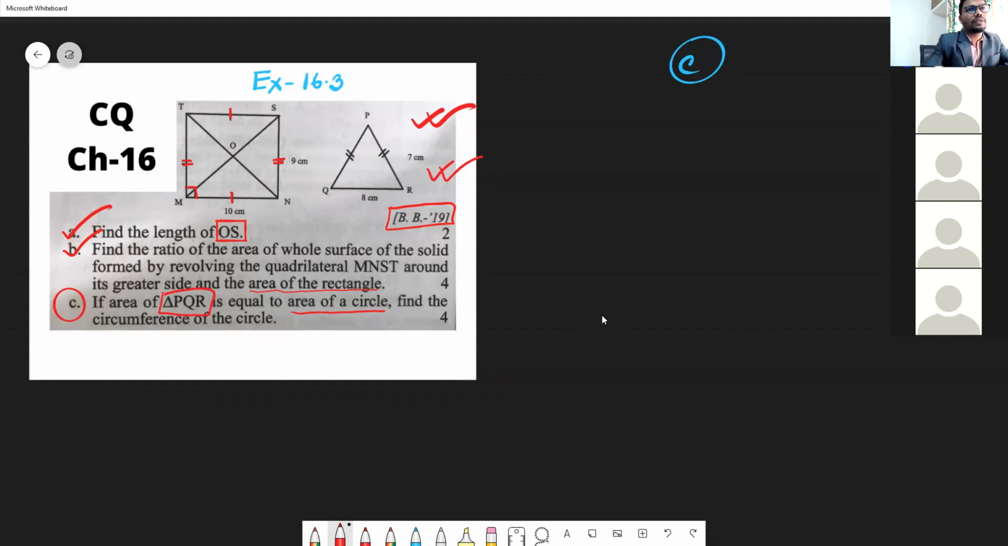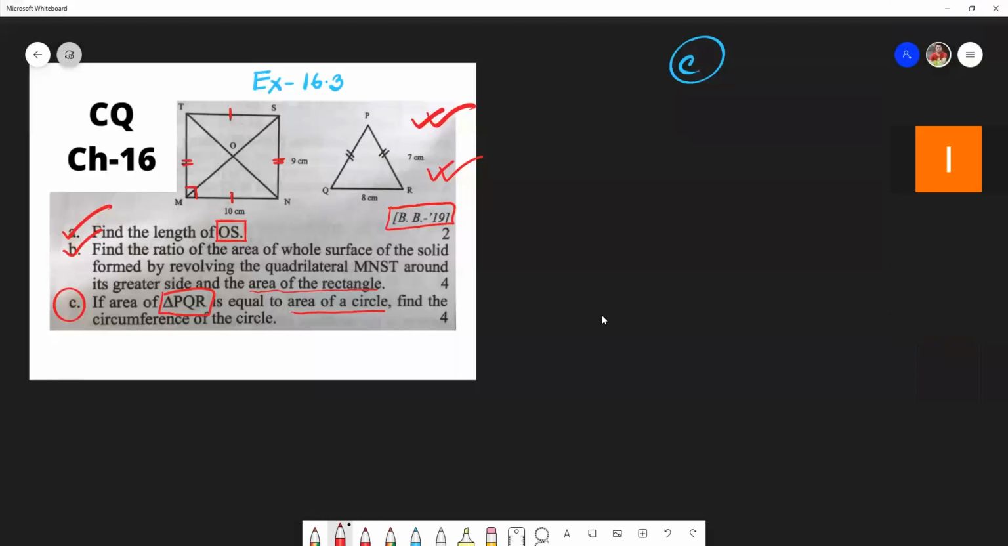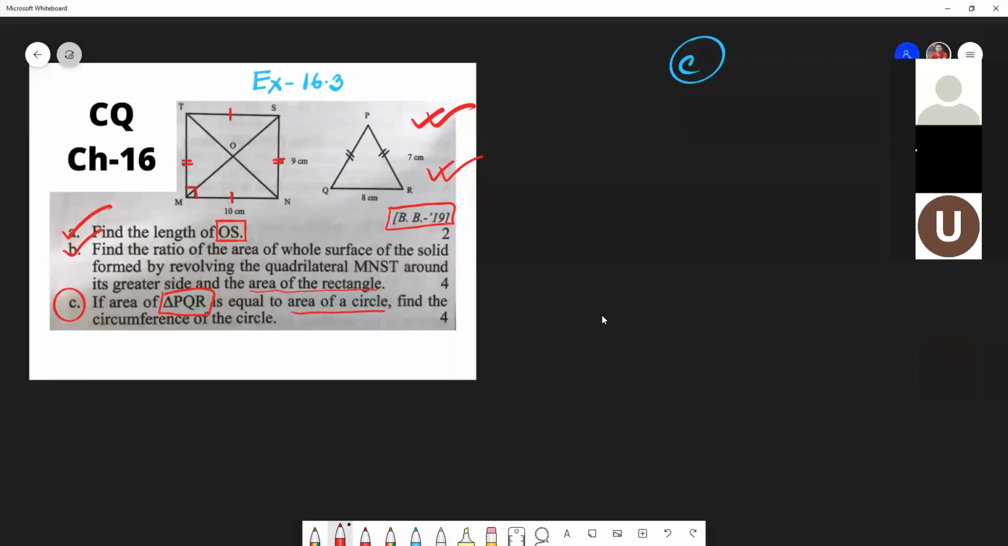Anyone? b by 4 root over 4 a square minus b square. Yes, exactly right. Definitely b by 4 root over 4 a square minus b square. So what is b and what is a? Sir, b is the base and a is the equal sides. Yes, b is the base. That means the base is 8, the non-equal side, and the 2 equal sides are considered as a. So first step, we can find the area of the triangle PQR.